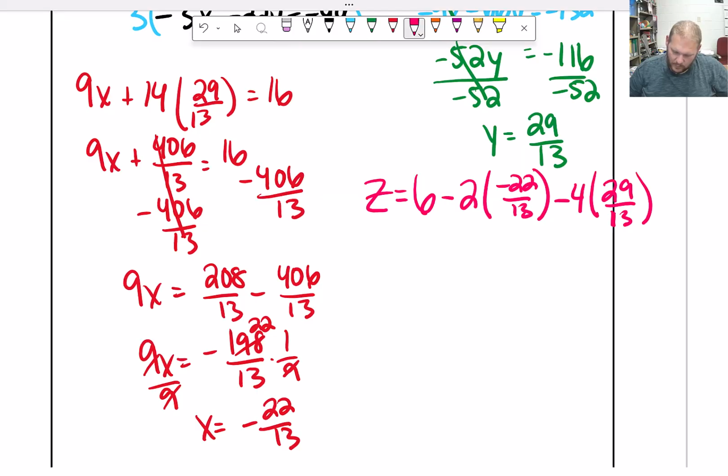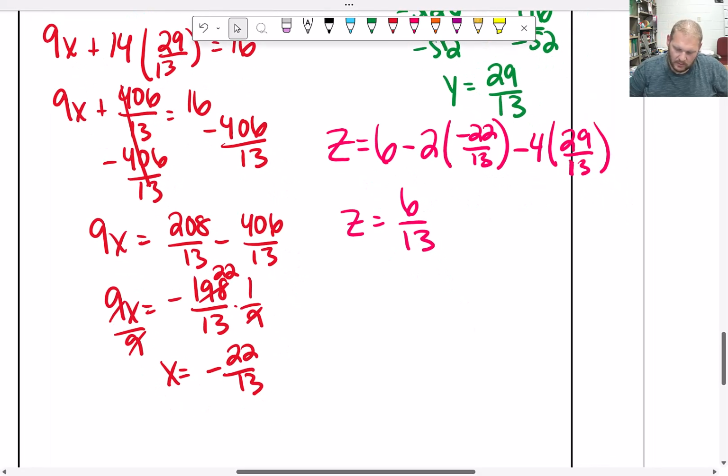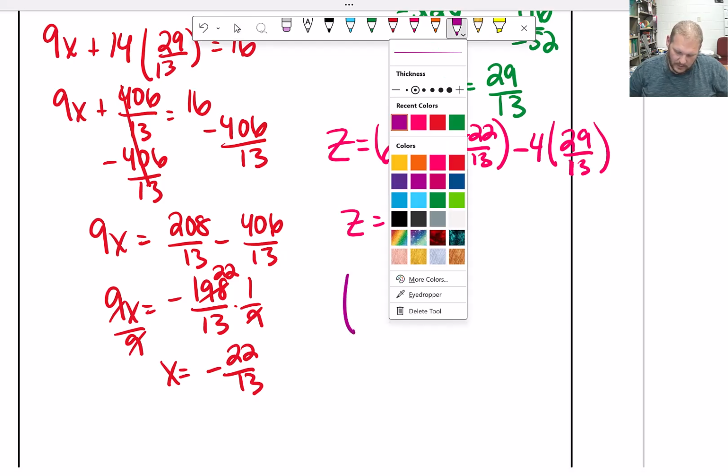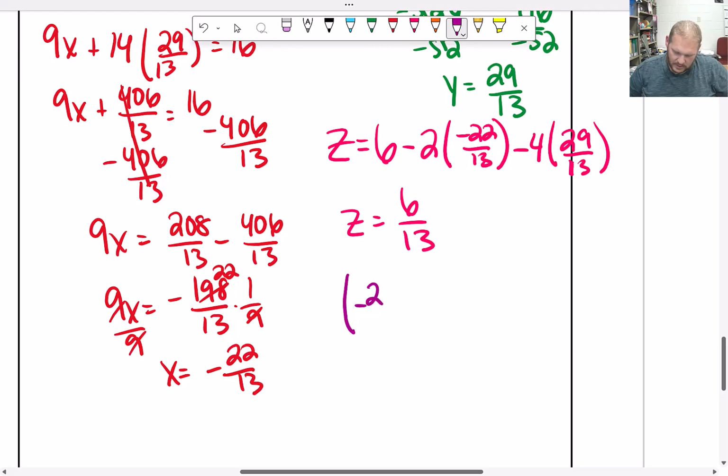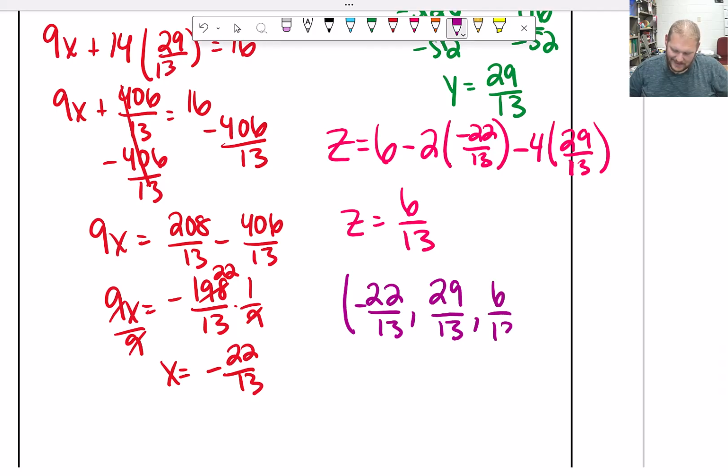So we end up with a total, again, I'm going to do this on my calculator and just pause the video for a second and then come back. But this ends up coming out to a total of 6 thirteenths. 6 thirteenths is what it reduces to. So in total, we've got this ugly ordered triple of negative 22 thirteenths, comma, 29 thirteenths, comma, 6 thirteenths for my solution.